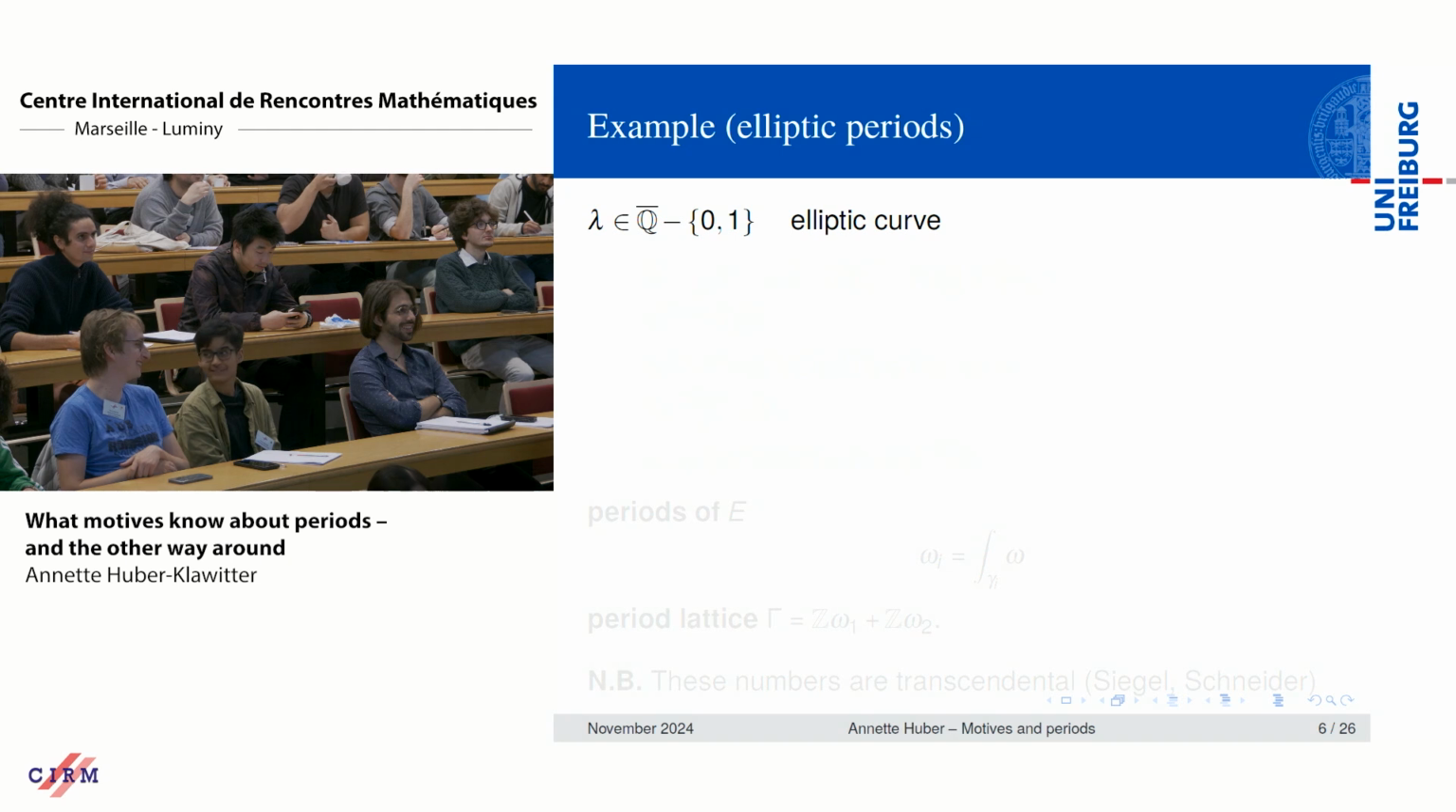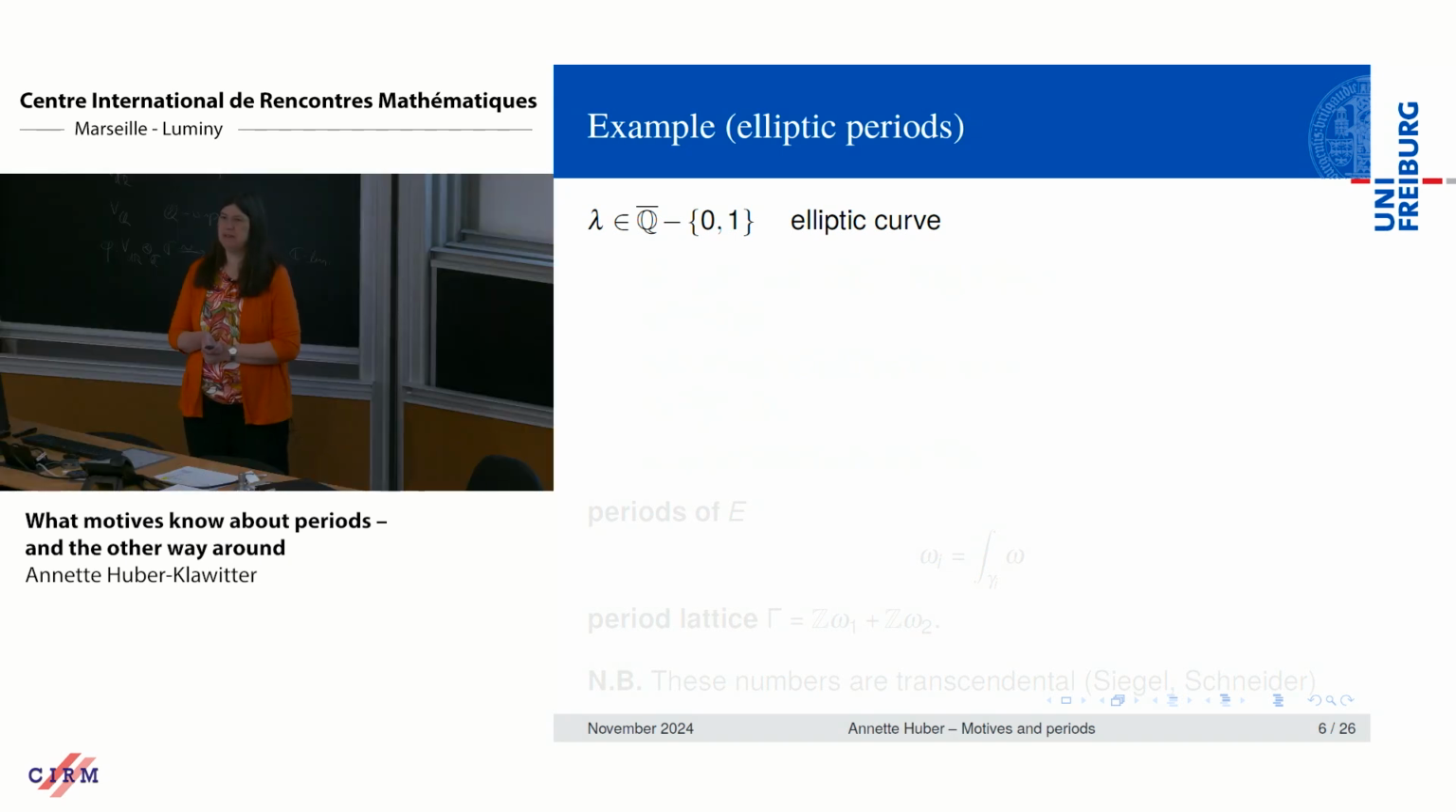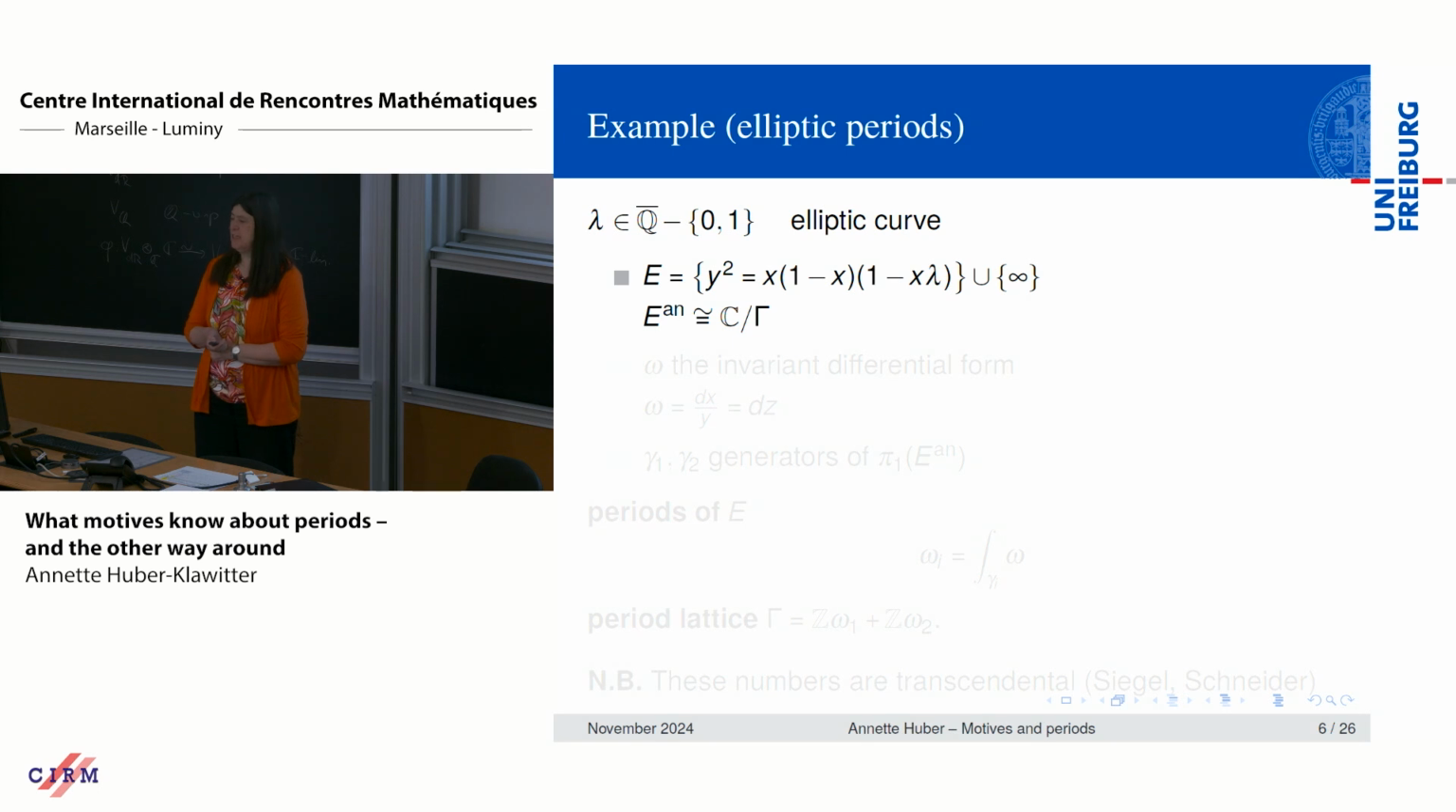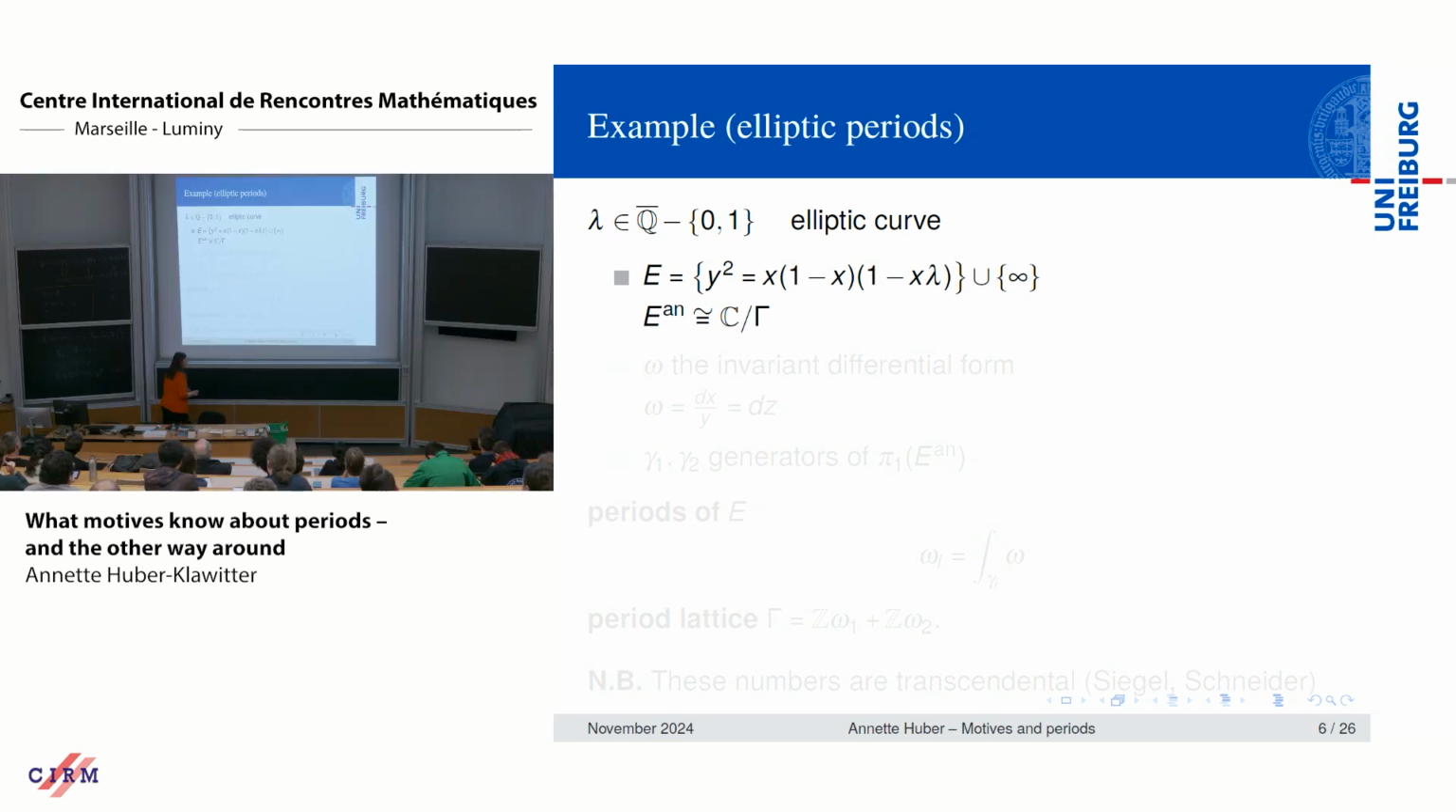Next example, let's talk about elliptic curves. So I want my elliptic curve to be defined over Q bar. So let's take an equation. The particular shape of the equation is not so important. I'm taking an elliptic curve in Legendre form, so y squared is some polynomial. And if you look at the corresponding analytic space, then it's genus 1.